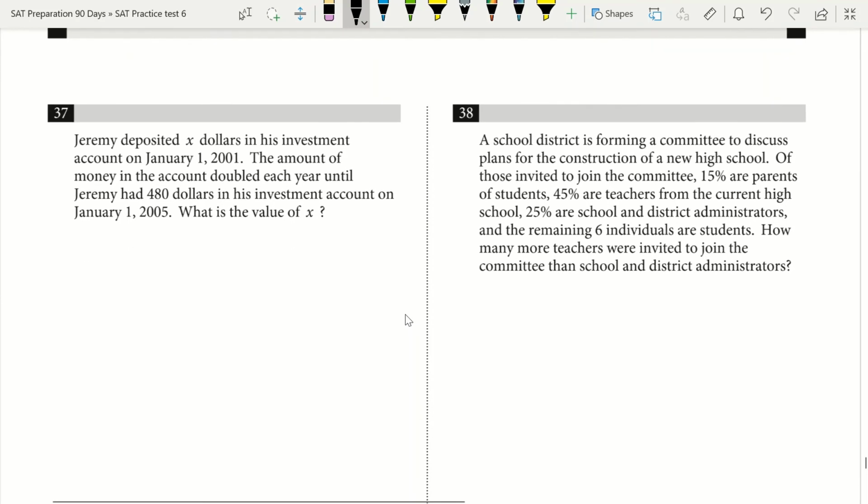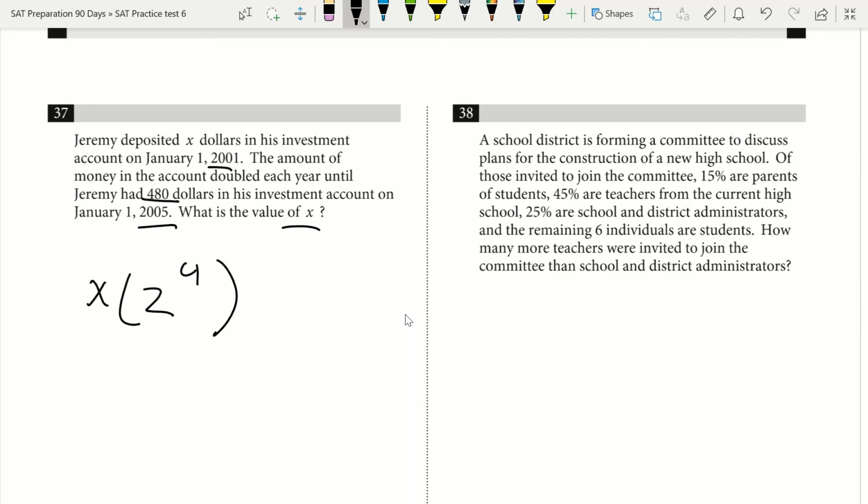Going down here, we've got 37. Jeremy deposited X dollars in his investment account on January 1 of 2001. The amount of the money in the account doubled each year until Jeremy had $480 in his investment account on January 1, 2005. What is the initial value of X?